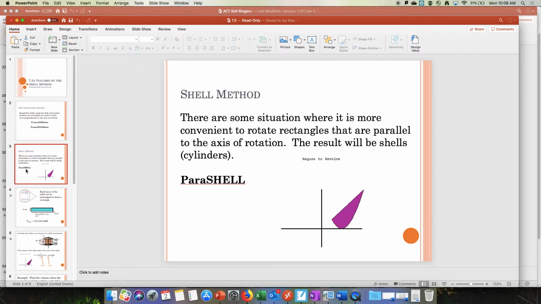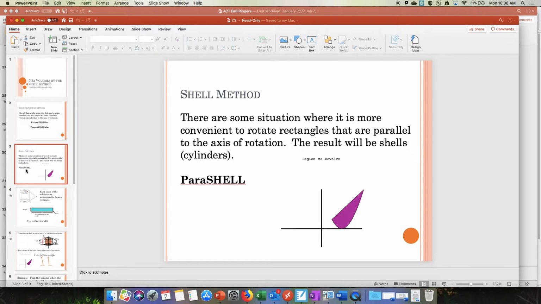Also, if we have to do some things by hand, there are times where squaring binomials is a lot of work. You'll see that in the shell method. We don't have to square anything, which makes it a little bit nicer.